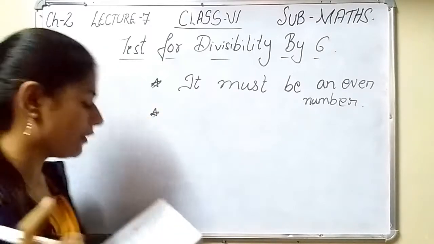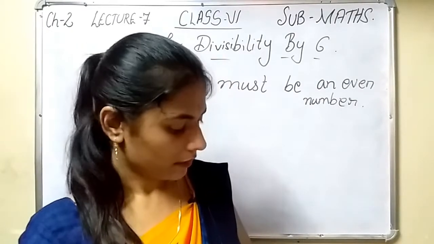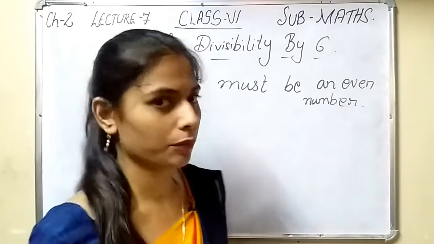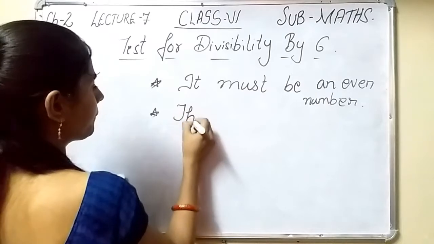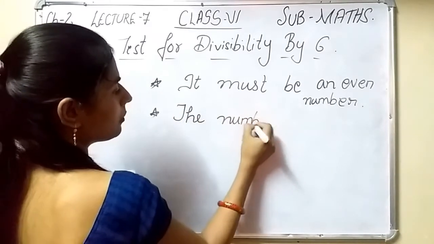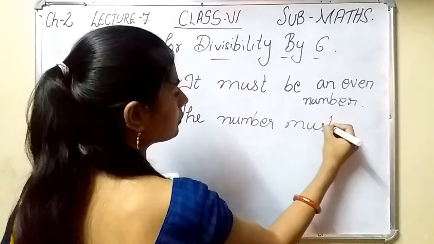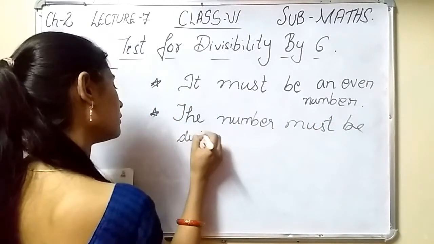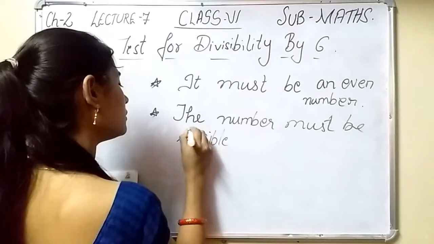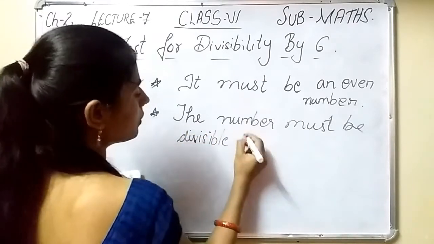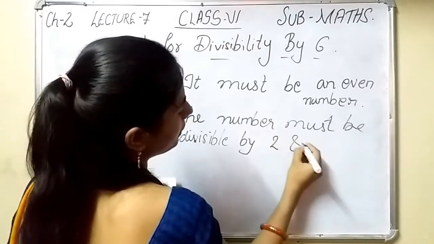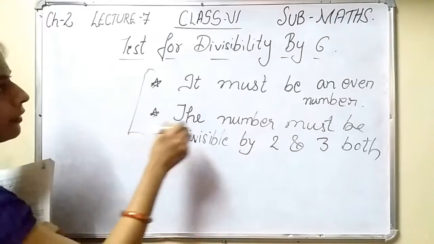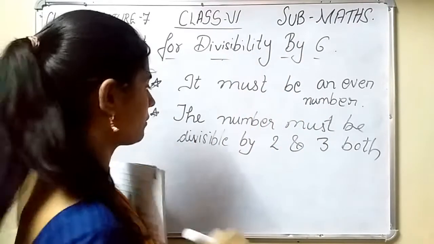And the second point that you have to remember is that the number must be divisible by 2 and 3 both. These 2 points you have to remember for the divisibility test of 6.